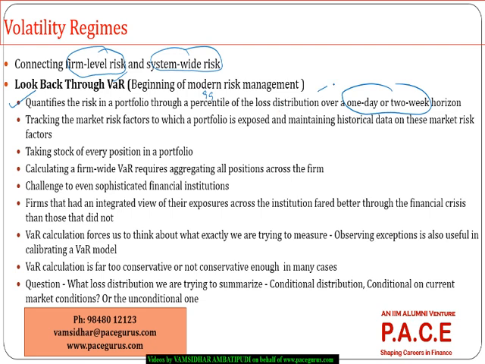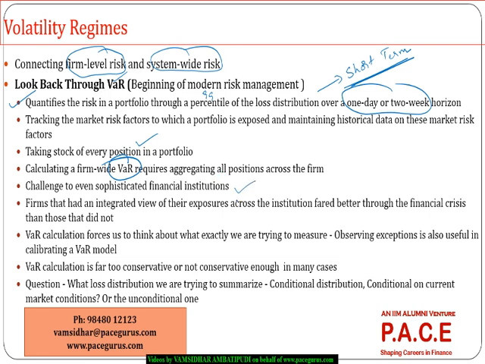So generally the market risk is a short-term focus, whether it is through Basel or through any other tracking mechanisms as well. Tracking the market risk factors to which a portfolio is exposed is one of the major drivers of VAR. The major expectations from value at risk are maintaining historical data on the different market risk factors, how they have been changing over time, taking stock of every position in the portfolio, and calculating a firm-wide value at risk where the aggregation of all the positions across the firm is typically happening.